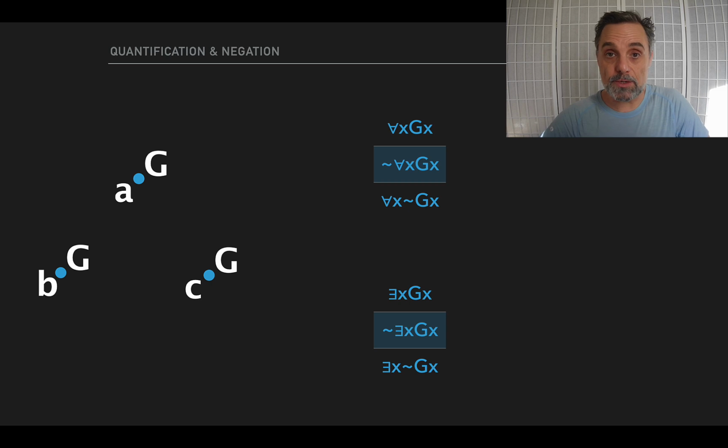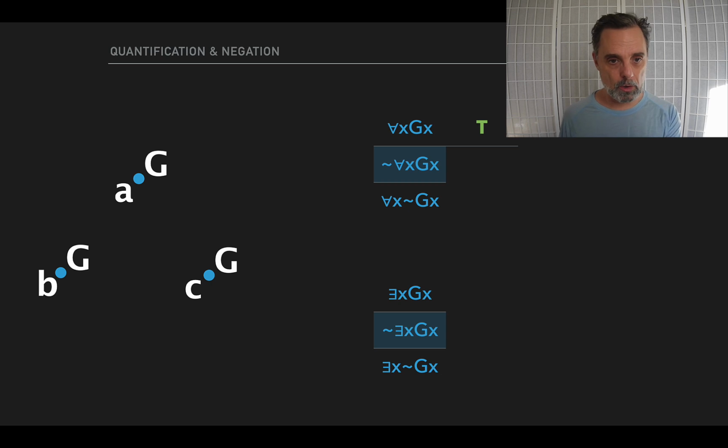So let's ask first, is for all x, Gx true? Well, there are three things, and so they all need to be G for that to be true. And if they are, then for all x, Gx is true. And indeed, Gx is true of A, Gx is true of B, Gx is true of C. That's all we're talking about. So when we say everything is G, for all x, Gx, that's true if those are the only three things we're talking about.